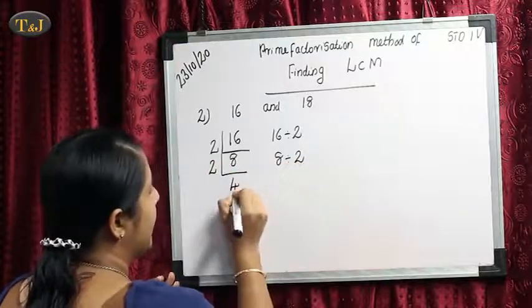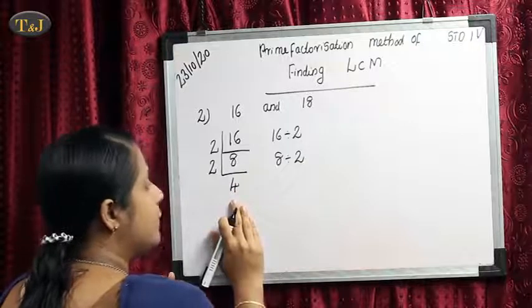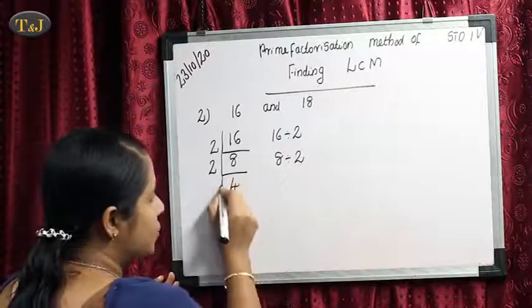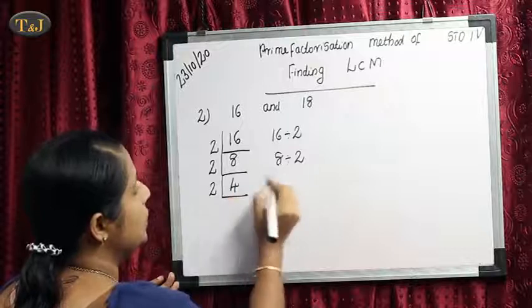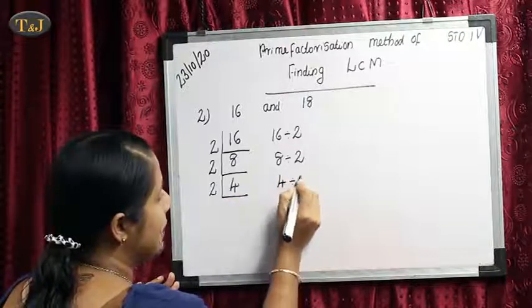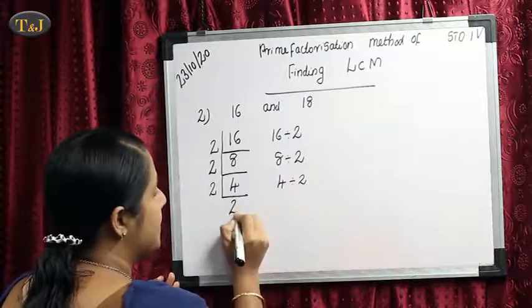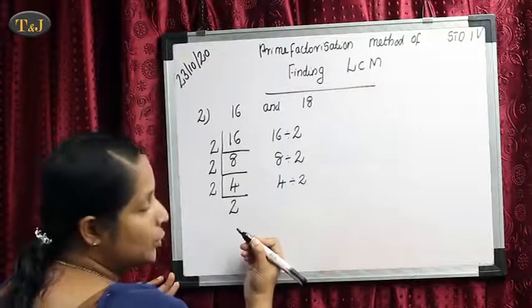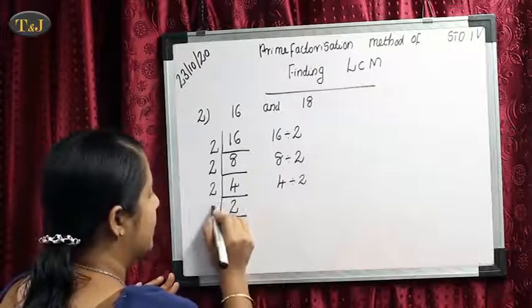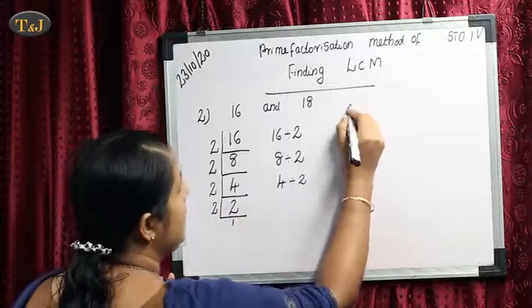Then here the number is 4. 4 is divisible by 2. In 2's table, 4 comes 2 times. The problem is over because 2 is a prime number. Then 2 and 1. Here our next number is 18.